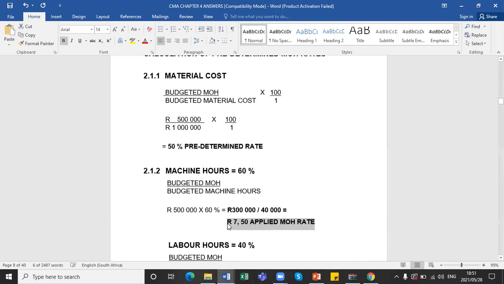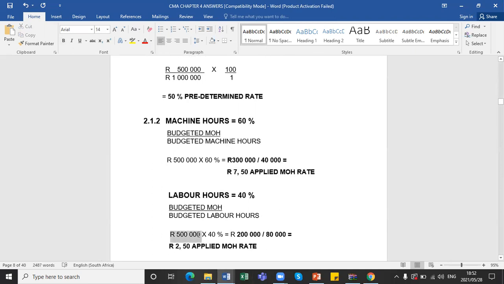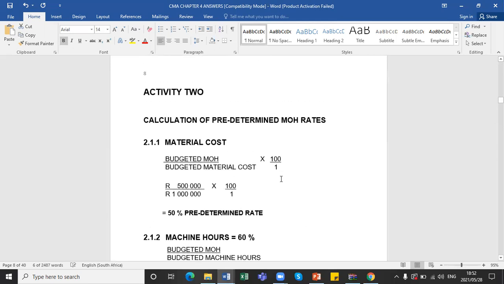Next, I must calculate another predetermined rate using labor hours as the base. It's budgeted MOH over budgeted labor hours. My budgeted MOH was 500,000, but I'm only going to use 40%, which gives me 200,000. And there is my budgeted labor hours. And that's my answer. R2.50 is called my applied MOH rate, which is the same as predetermined rate. So that is the answer to activity 2.